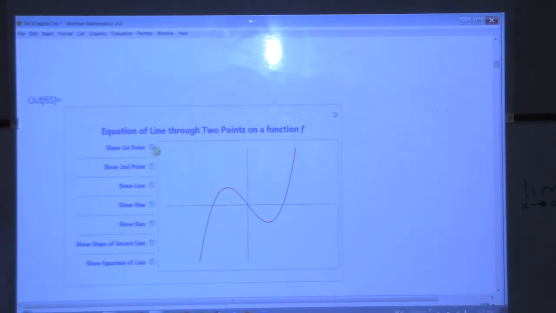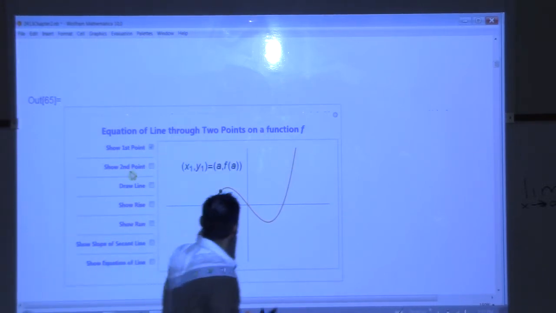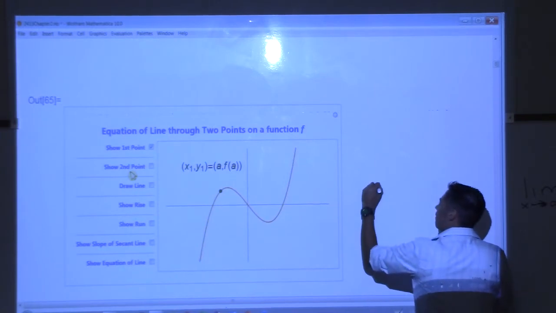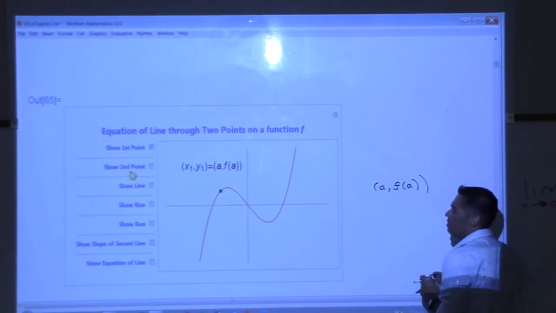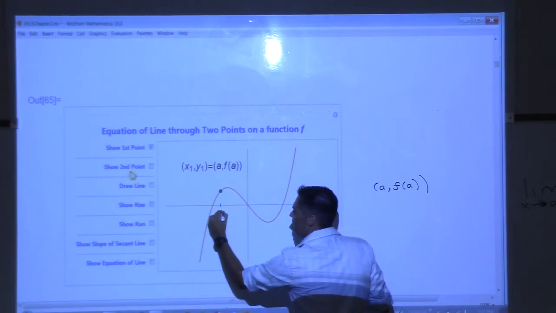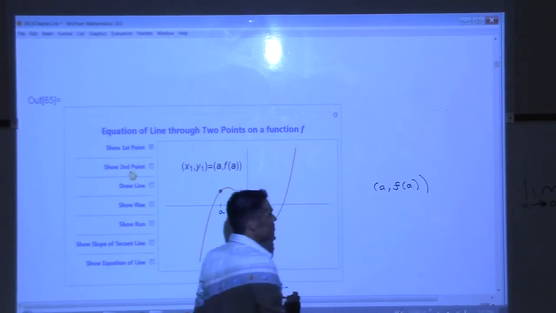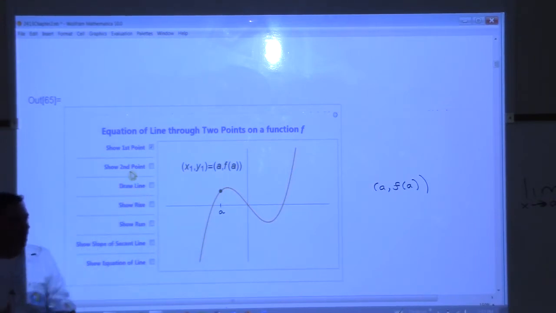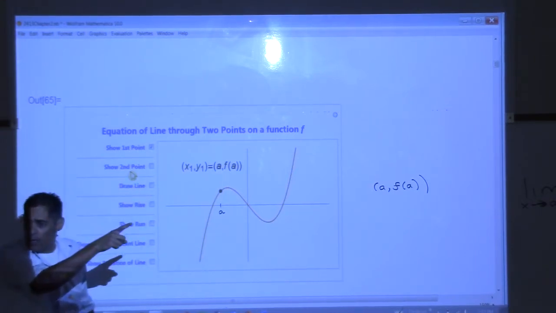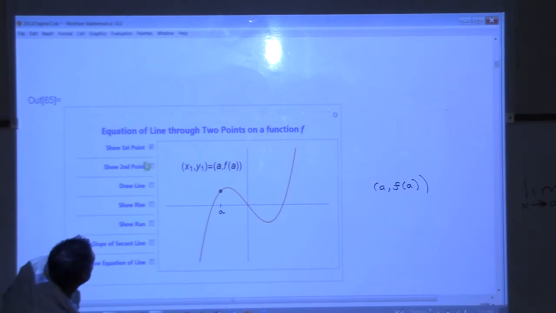This is what we want right here. Let's say I start with the point. Okay, so that point right there is the point A, f of A. I'm going to jot that down over here. So what I'm saying is I'm going to take some point A, and I'm plugging it in, it's going to spit out f of A, right? Whatever that function is, it's going to spit that output out. That's my x1, y1. Then I'm going to pick my second point.